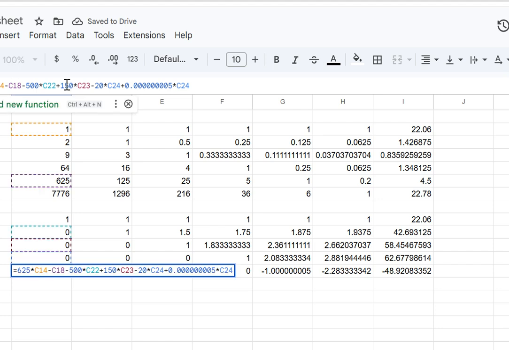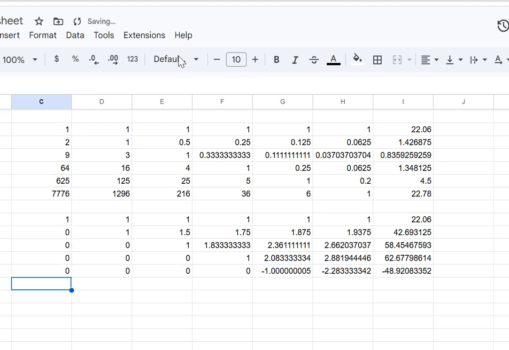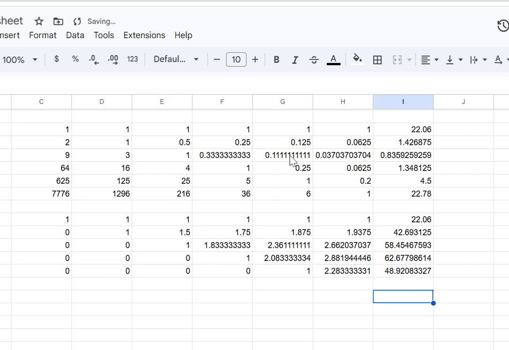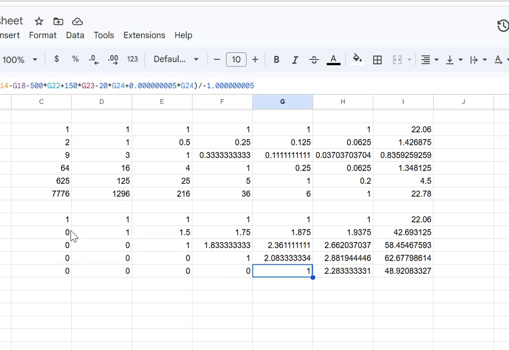And then if I just divide this whole thing by this number, by negative 1.123456789. Perfect. So now we have what's called an upper triangular matrix, because we have the first number in each row is a 1 and everything below that is a 0.